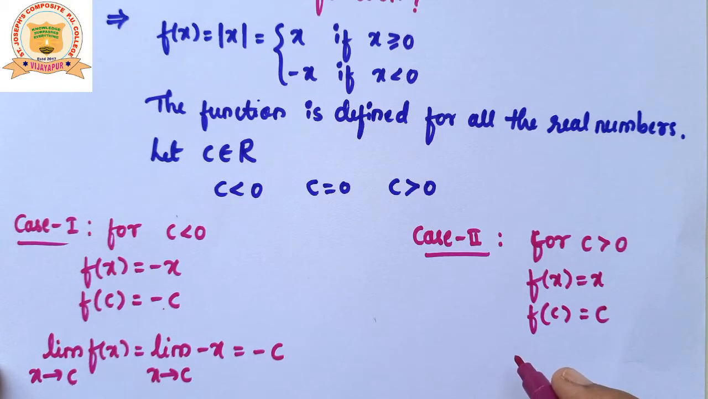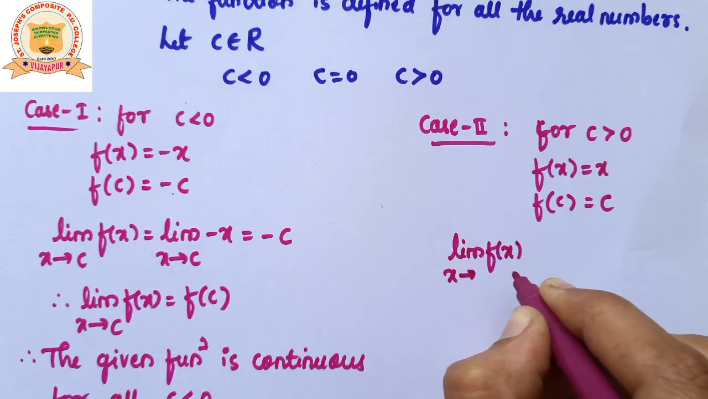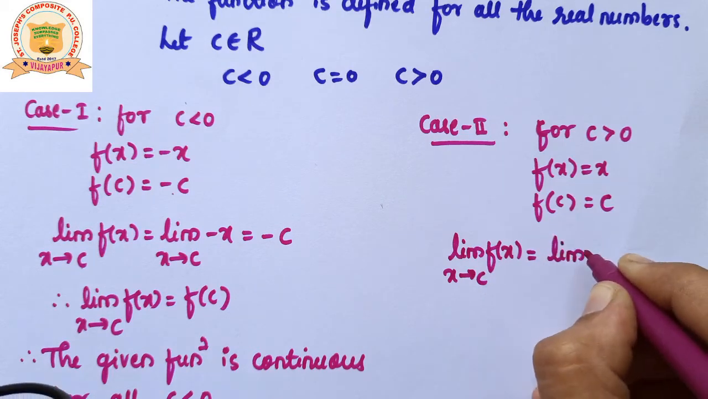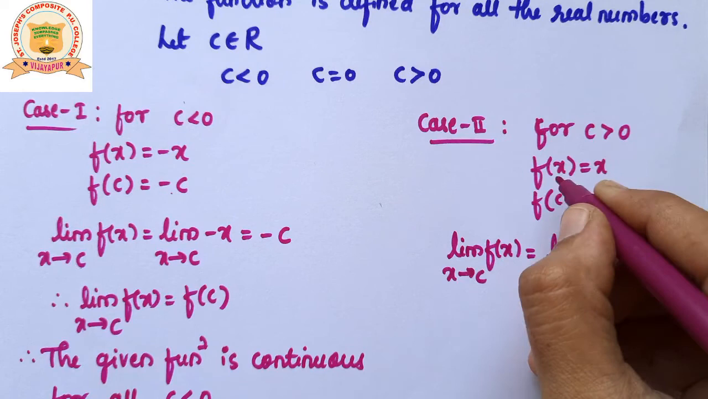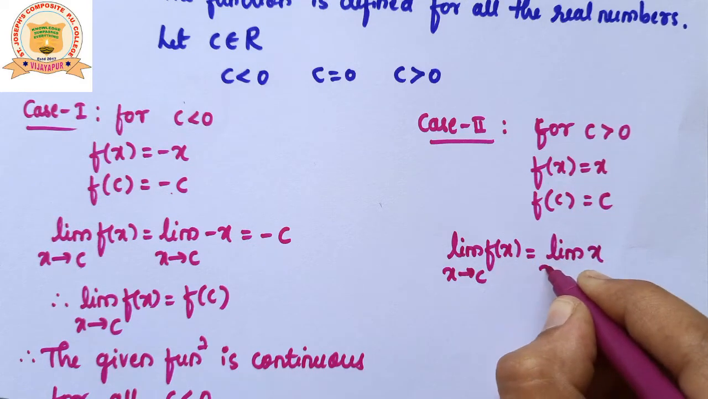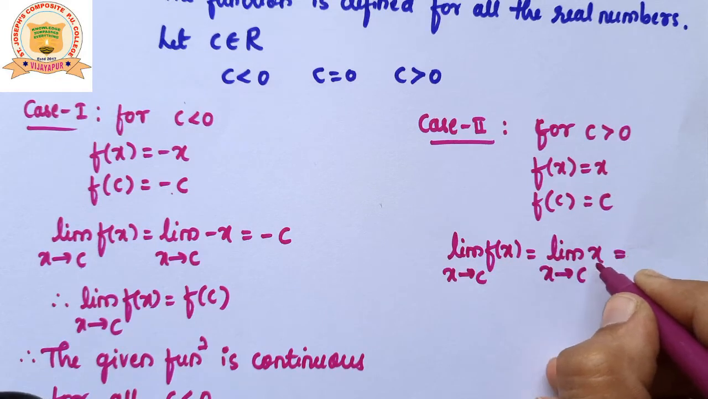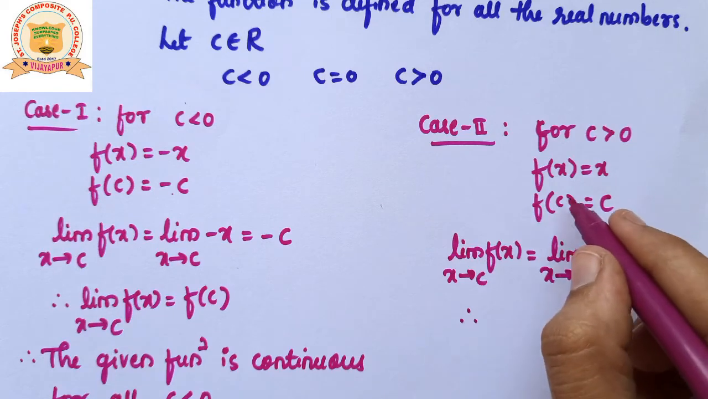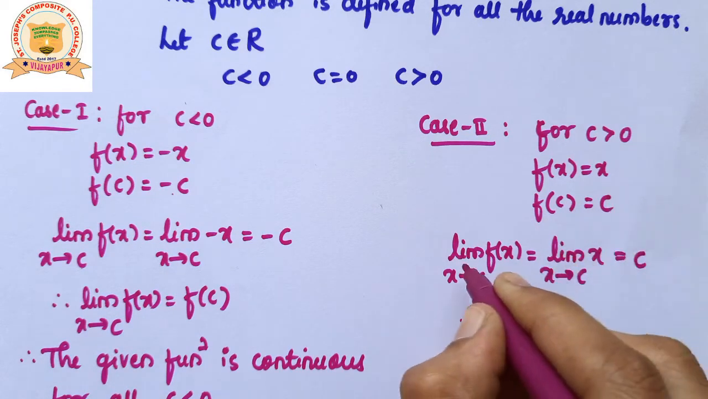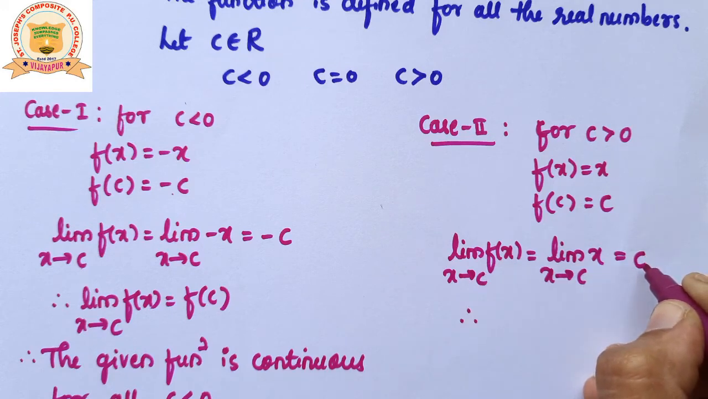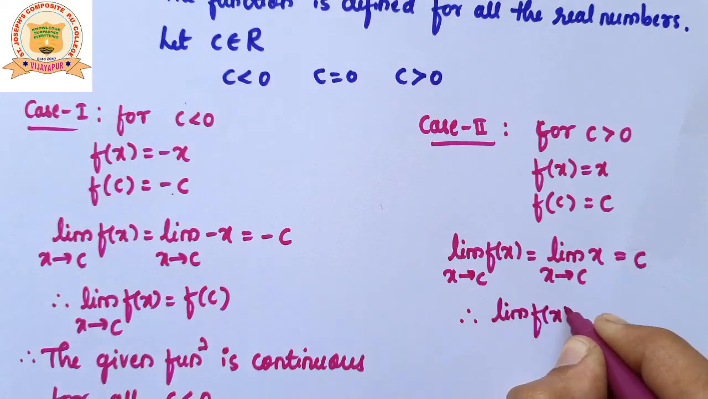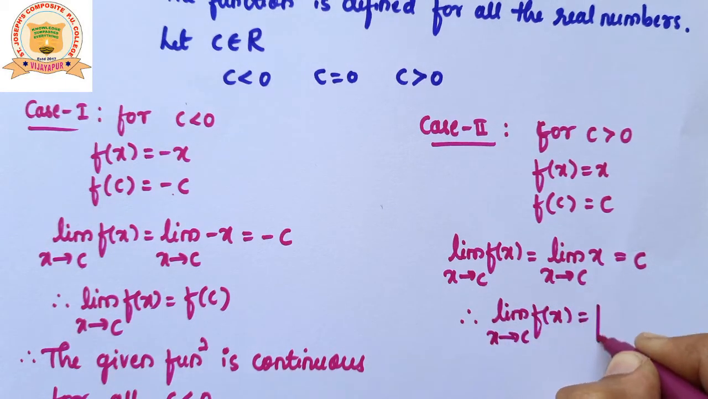Then we have to find the limit of f of x as x tends to c, where c is greater than 0 here. The limit of f of x as x tends to c is equal to the limit of, what is the f of x value for c greater than 0? F of x value is x, as x tends to c. As x tends to c, this x also tends to c. Therefore, f of c is also c and the limit of f of x as x tends to c is also c. Therefore, both these values are equal. The limit of f of x as x tends to c is equal to f of c.